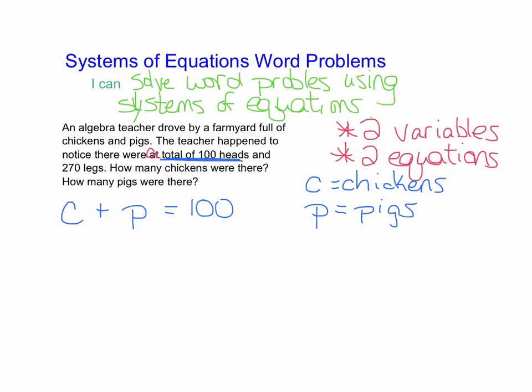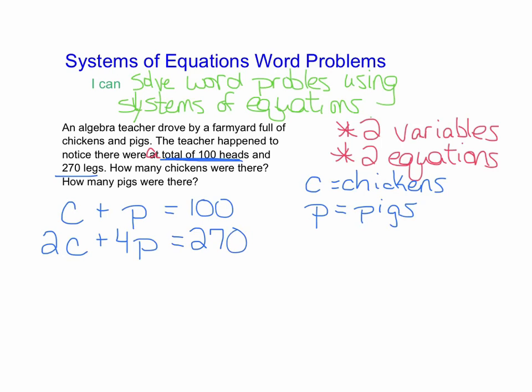Now, how do the legs come into play here? Well, how many legs does a chicken have? A chicken has 2 legs. So every chicken has 2 legs, right? And every pig has 4 legs. So if I add all the chicken legs up, every chicken has 2. And if I add all the pig legs up, every pig has 4. I get how many? 270 legs. There we go.